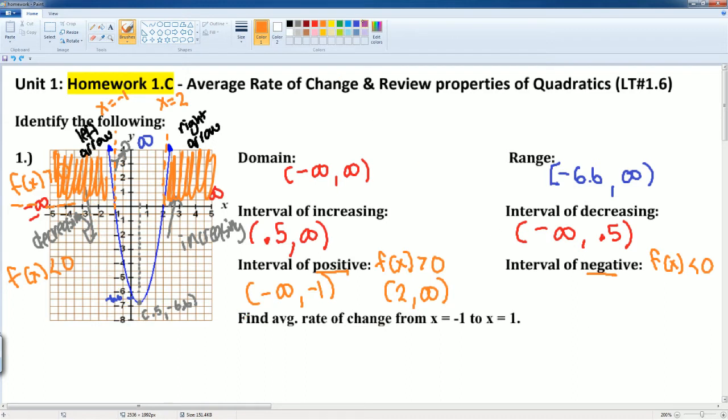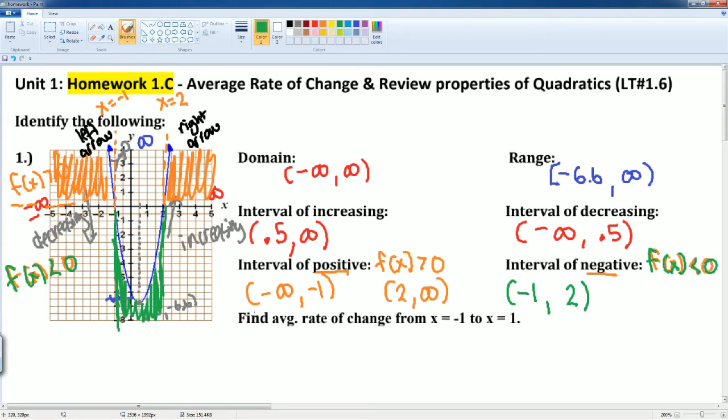Next, when is it negative? Let me use green here. So when the function here is less than 0, so it's negative, notice right here, it's only negative at this interval here. So that is negative 1 all the way to 2. And we keep that open here as well. So that's where it is negative.